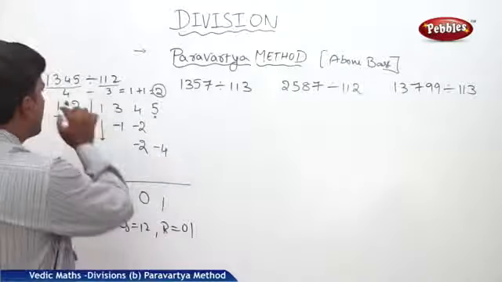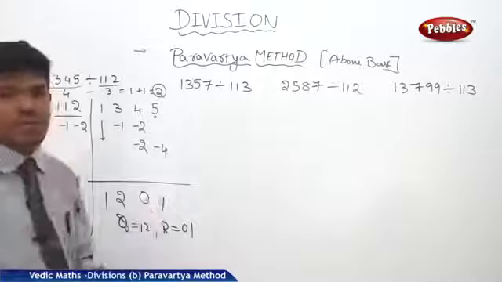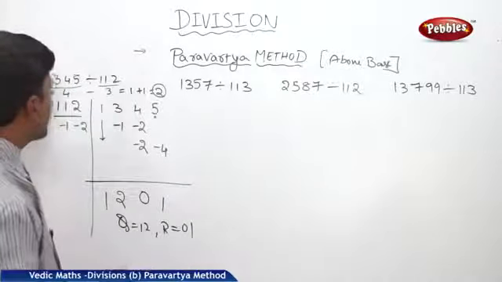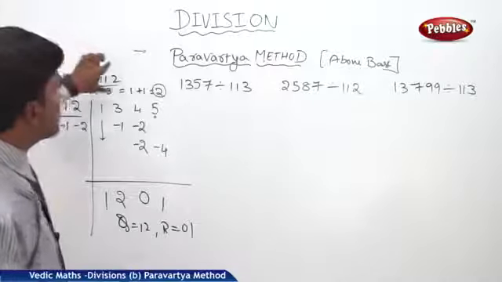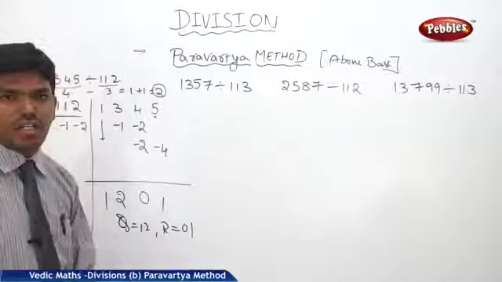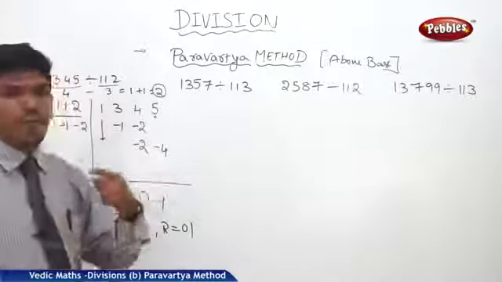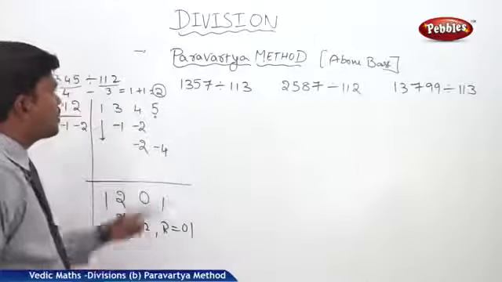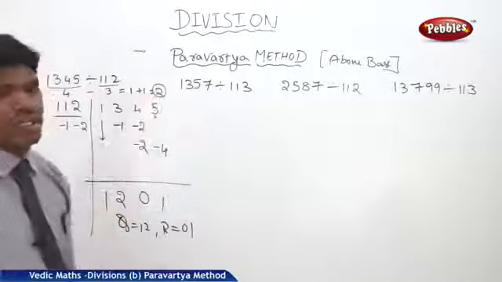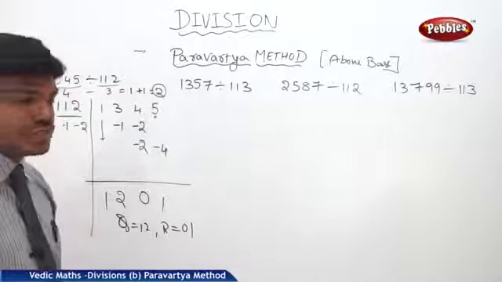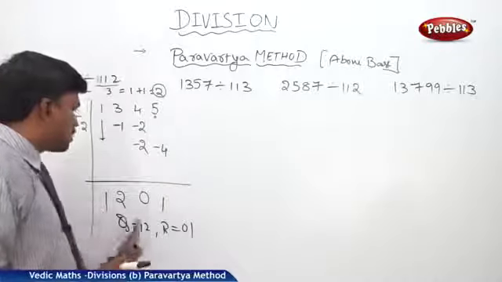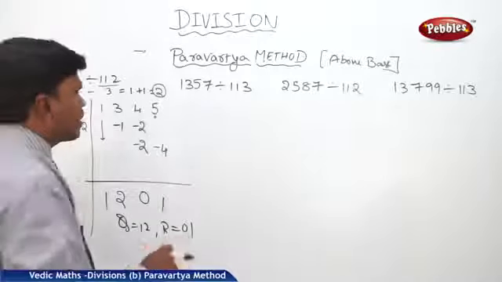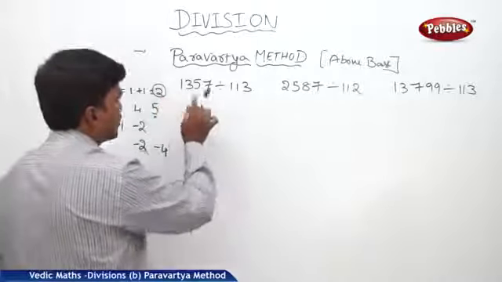So to get the number of digits for the quotient as well as the remainder, what you need to do? Simply take the difference of the number of digits in the dividend and the number of digits in the divisor. 4 minus 3 plus 1. How much? 1 plus 1, 2. So finally the number of digits for the quotient is 2. From the left side, the left 2 digits will be our quotient and the right side 2 digits will be our remainder. Now let us discuss the next example.